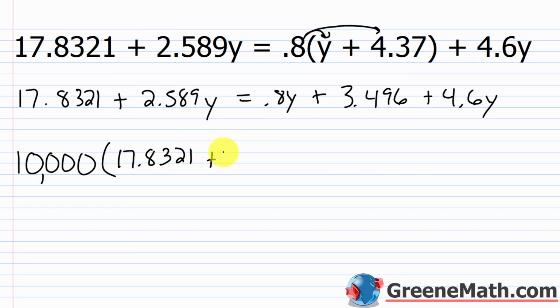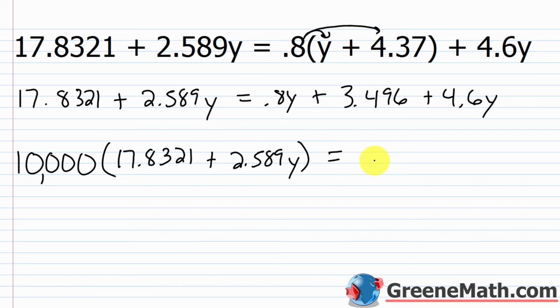So I'm going to have 10,000 times 17.8321 plus 2.589y. And again, make sure to put this inside of parentheses. You're really multiplying 10,000 by each of these numbers. You can't make the mistake of just multiplying it by 17.8321. It's also got to be multiplied by 2.589y as well.